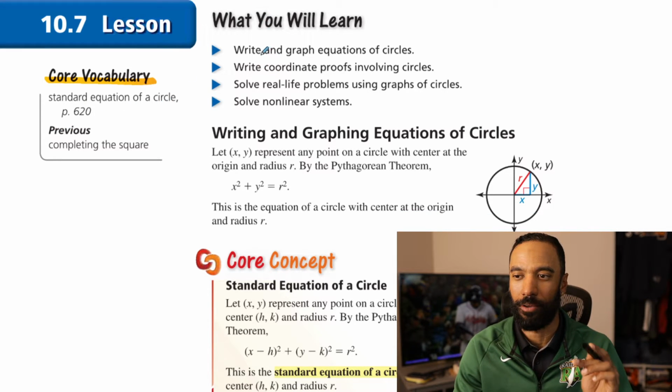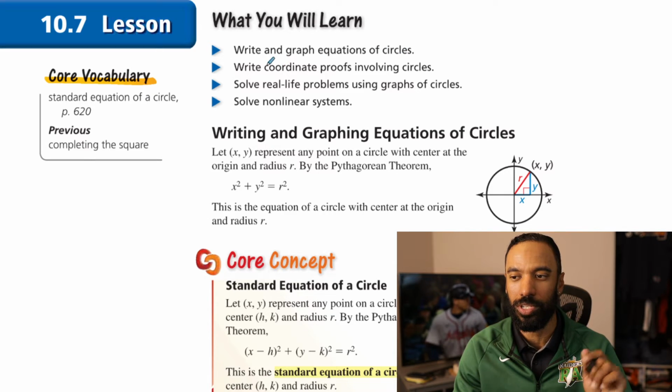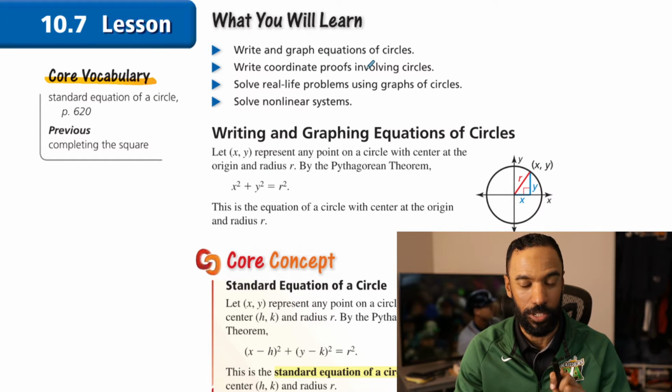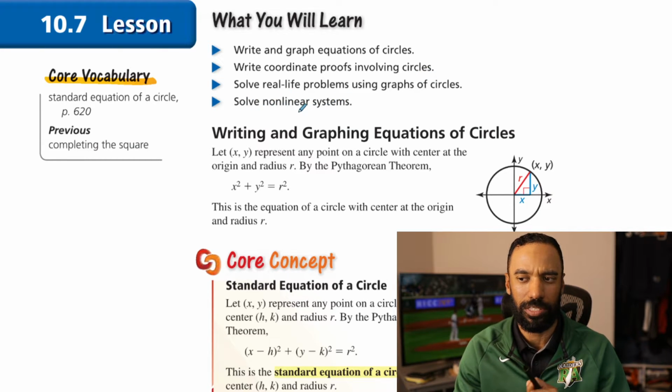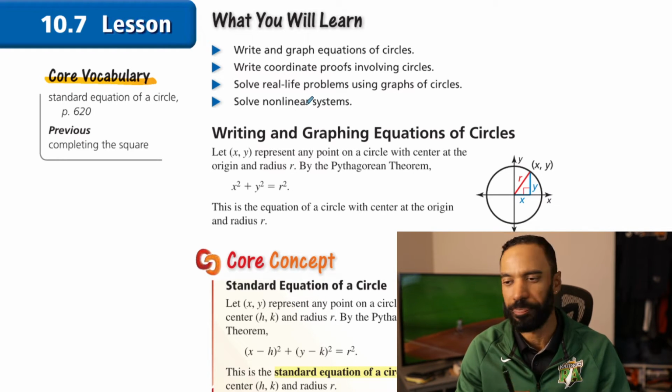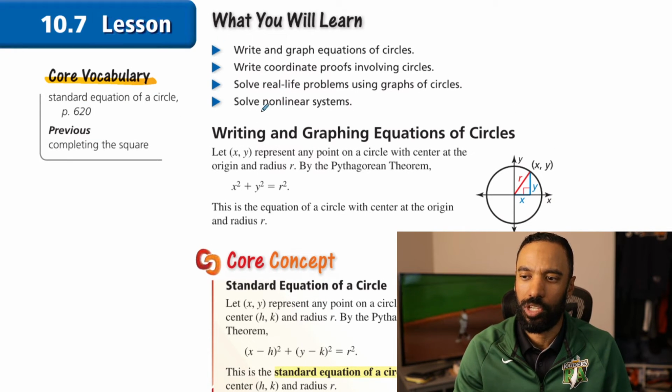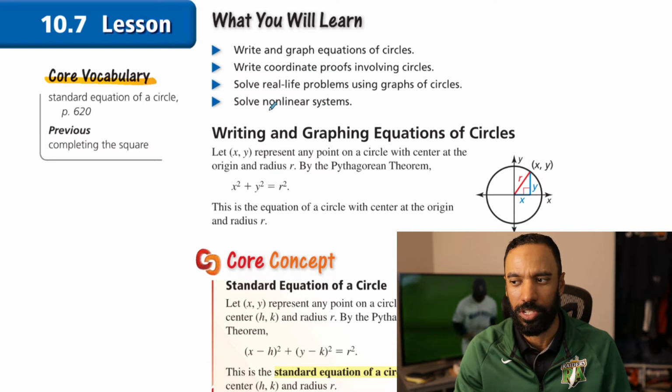We're going to learn how to write and graph equations of circles, how to write coordinate proofs involving circles, solve real-life problems using graphs of circles, and solve nonlinear systems. I didn't realize this would be a part of this section, but that actually makes some sense. This means solving, well, we had one of solving nonlinear systems, but this time it'll be of circles, I guess.